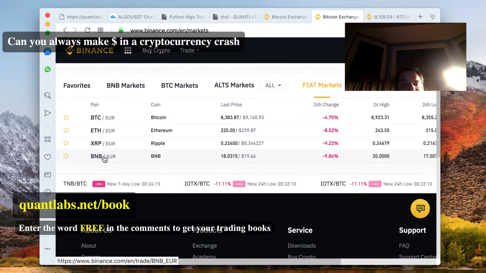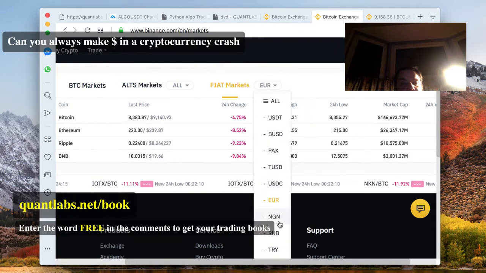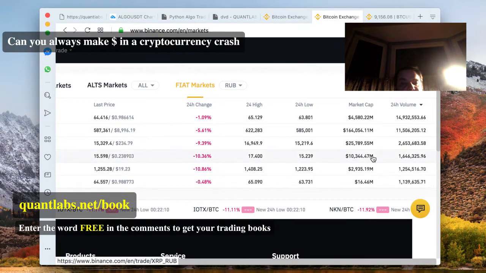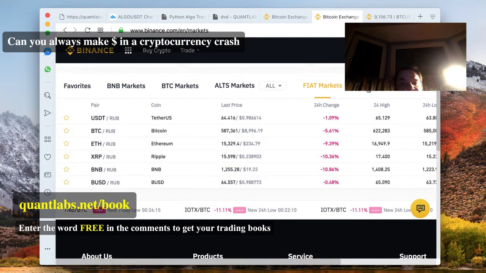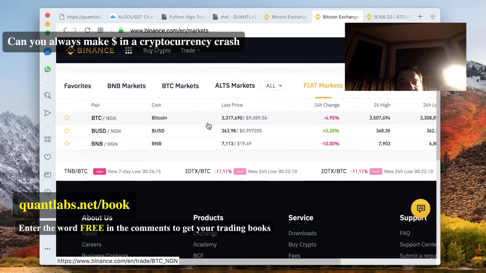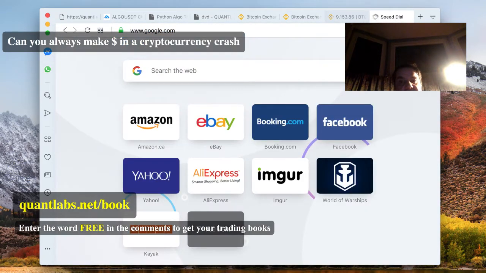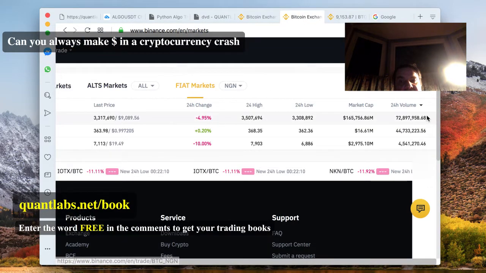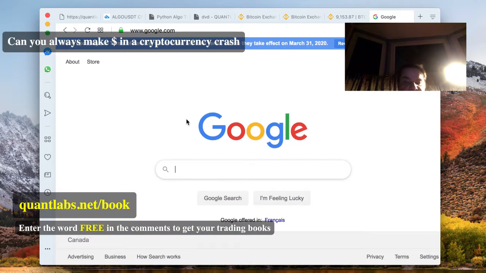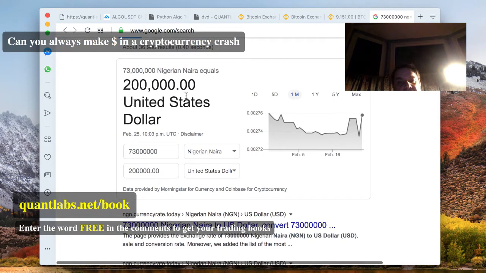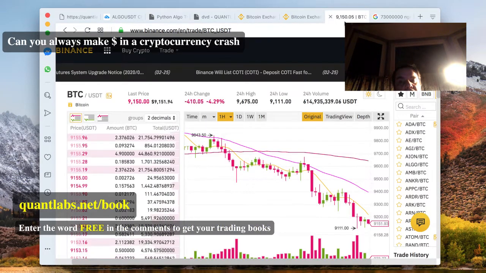So here we have 4 pairs. Also, you can notice that it does use ruble as another one, and it's not a lot. There's not a lot of volume right now, and it looks like Naira and Nigeria might be the bigger one. So if I looked at, just out of curiosity, 73 million NGN to USD, that's 200,000. So 73 million Nigerian Naira equals 200,000. So it's a very small market.